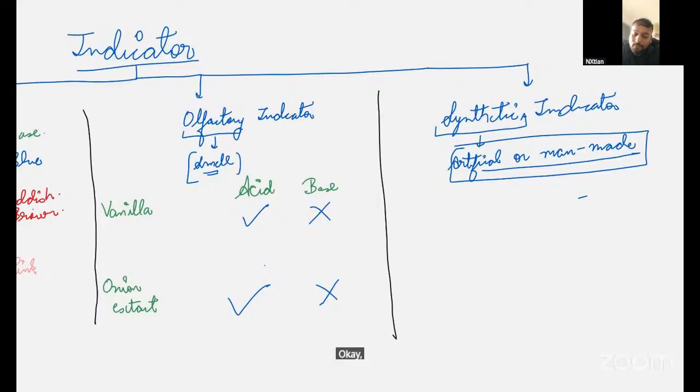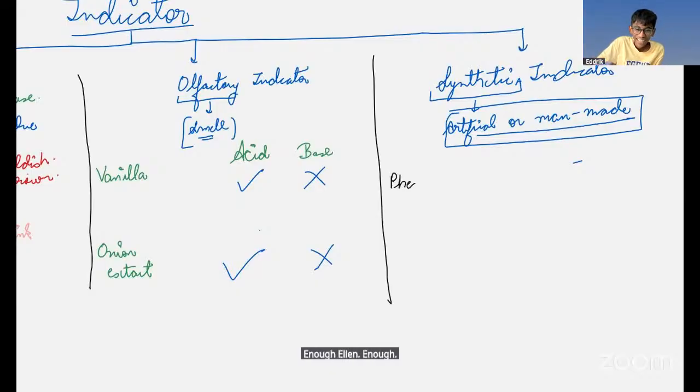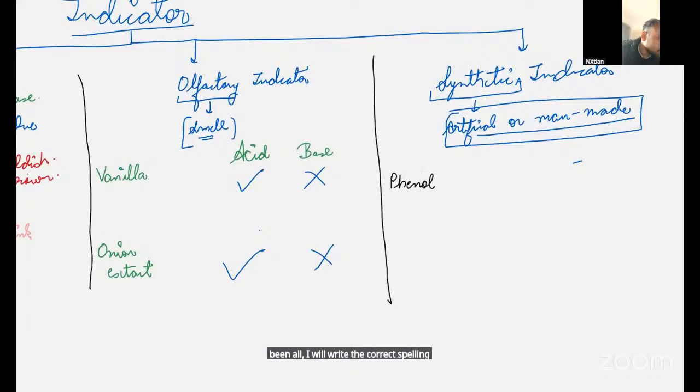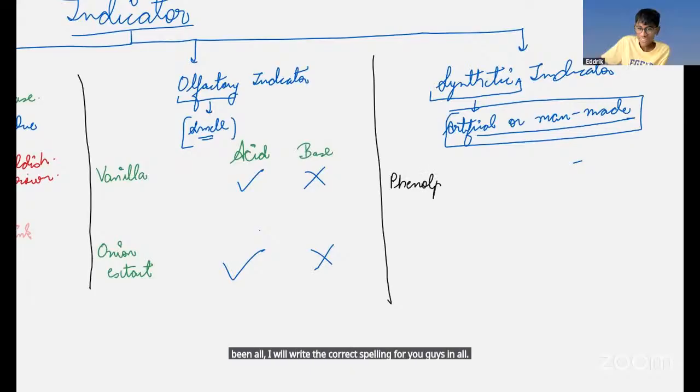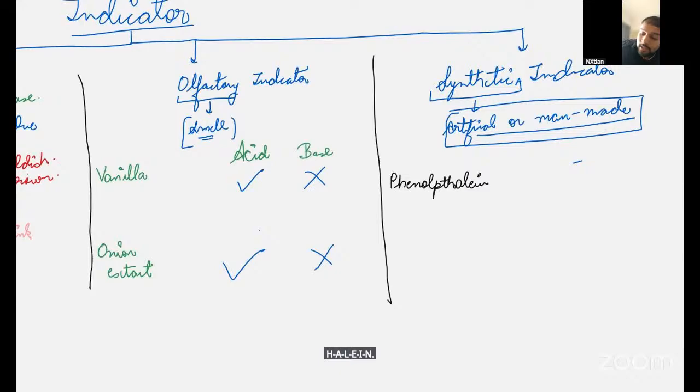Okay, so we have two things. The one is phenolphthalein. I will write the correct spelling for you guys: phenol, phthalein. And the second one is methyl orange. Phenolphthalein and methyl orange. So this is acid and this is base.